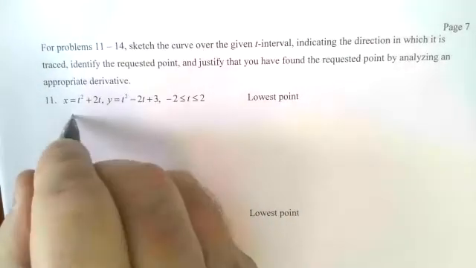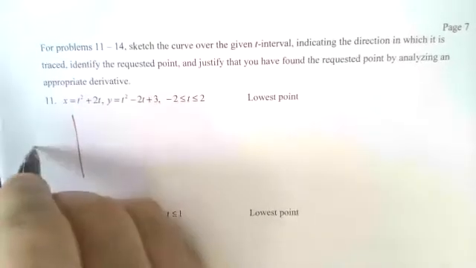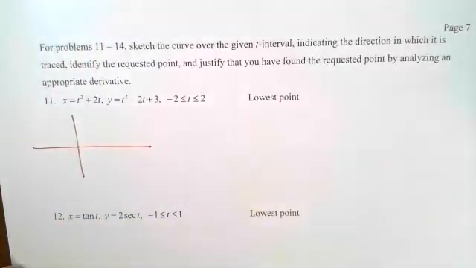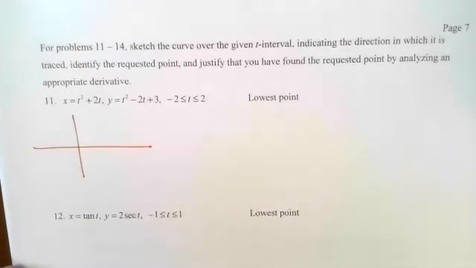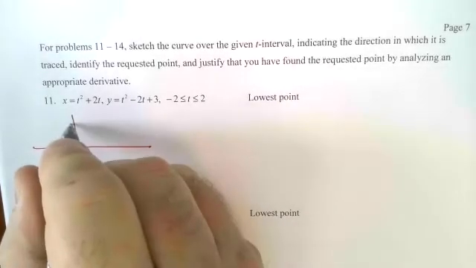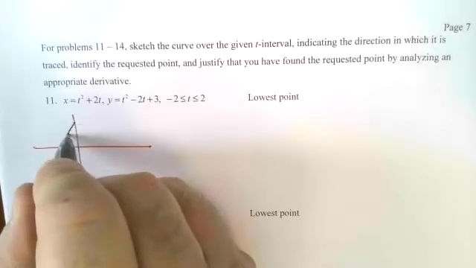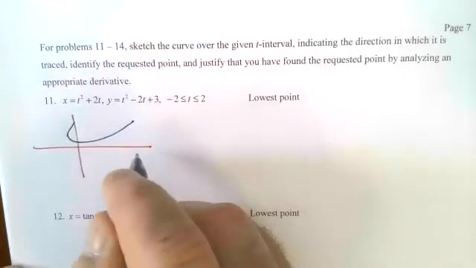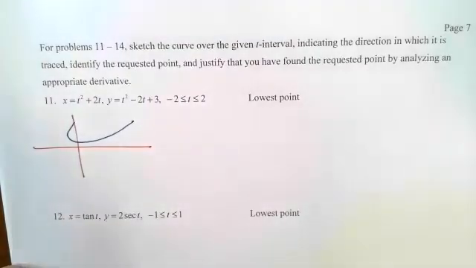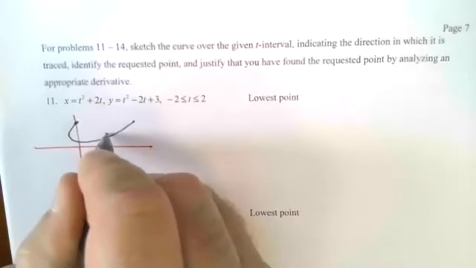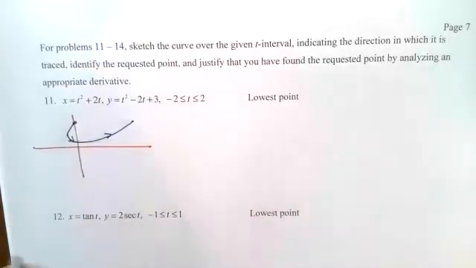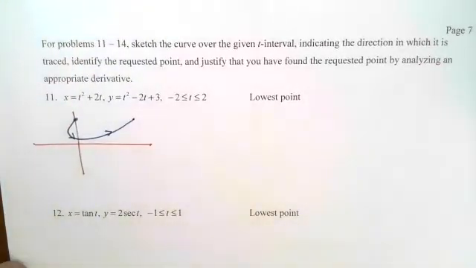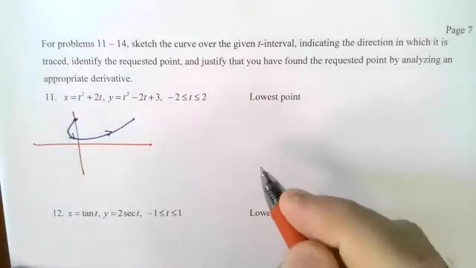Graph these suckers. This would be nice to know what they look like. I think they go something like this. Starting point. Graph them on a calculator, graph them however you want. Doesn't really matter. Come back and find the lowest point.